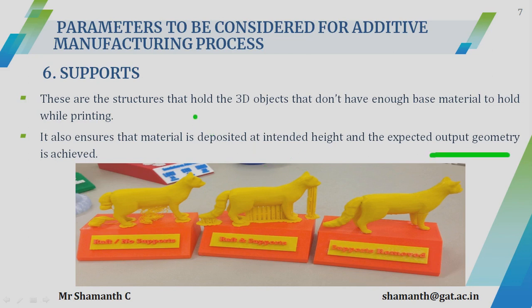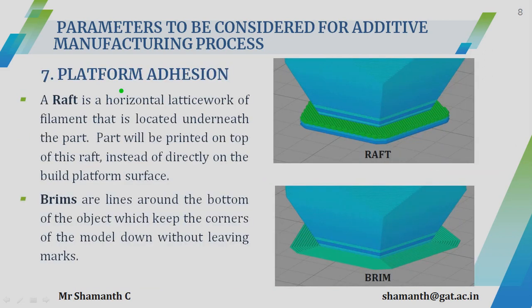You need to define it before starting the printing. If you do not define it before starting the printing process, then your output will not be as expected. The seventh parameter that is important in additive manufacturing is platform adhesion. You need to build the part on a particular platform, and that is why platform adhesion is very important. You need to adhere your print onto the platform.